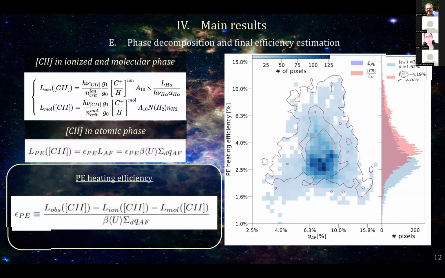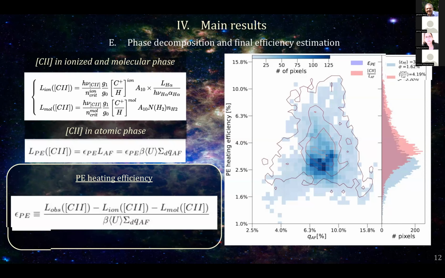And what we can see, so the red contours are exactly the plot I showed you before on the full map, and the blue histogram is the new efficiency corrected from the contamination of other phases. So you see that we still have the same shape from the histogram, the same dispersion, and the same order of magnitude, but it shifted by a few %.